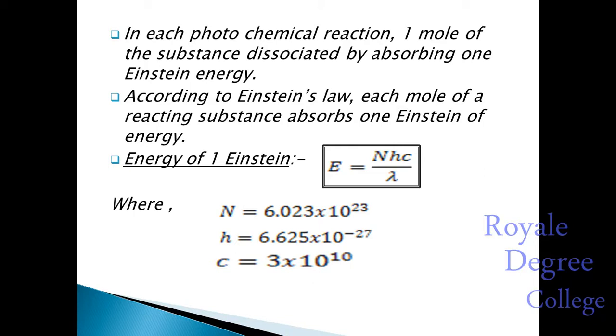So the energy of 1 Einstein, its formula is E = NhC/λ, where N is the Avogadro number. Its value is 6.023 × 10^23. h is the Planck's constant. Its value is 6.625 × 10^-27. And c is the velocity of light. Its value is 3 × 10^10.